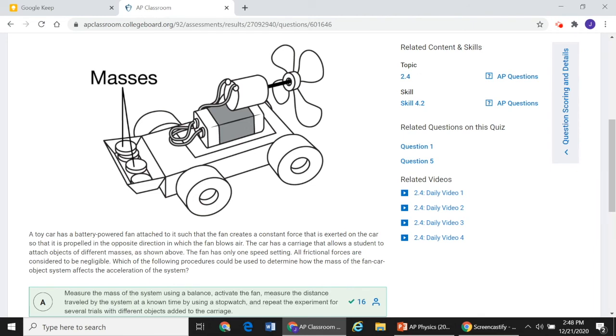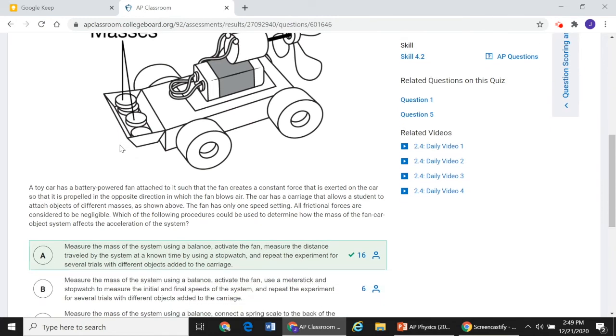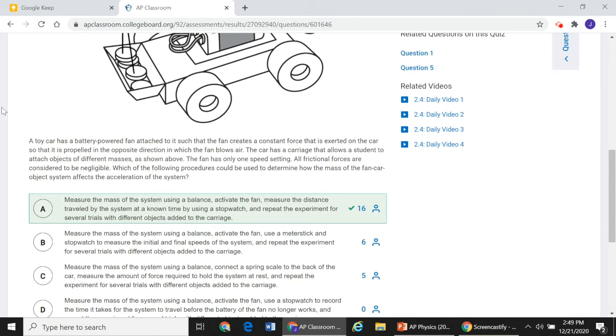It says the car has a carriage that allows a student to attach objects of different masses as shown above. The fan only has one speed setting. All frictional forces are considered to be negligible. Which of the following procedures could be used to determine how the mass of the fan car object system affects the acceleration of the system? That's another experimental design question. You got to make sure you're writing down the equations for these. It says here the correct answer is A.